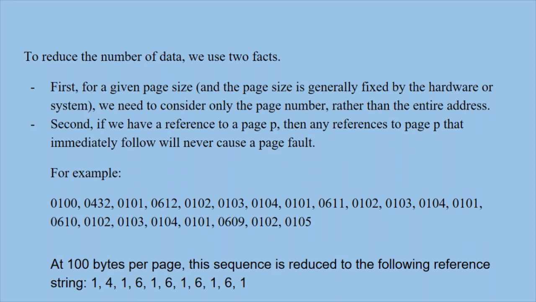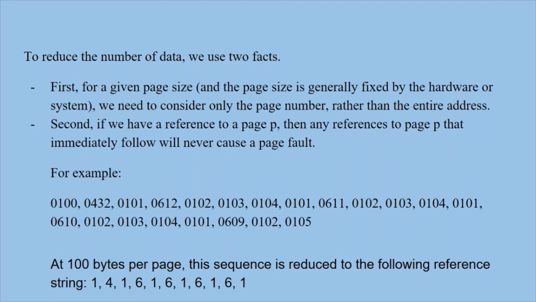Also, to reduce the amount of data, we can use two facts. First is the given page, so we need to consider only the page number rather than the entire address. Second, if we have a reference to a page P, then any reference to page P that immediately follows will never cause a page fault.